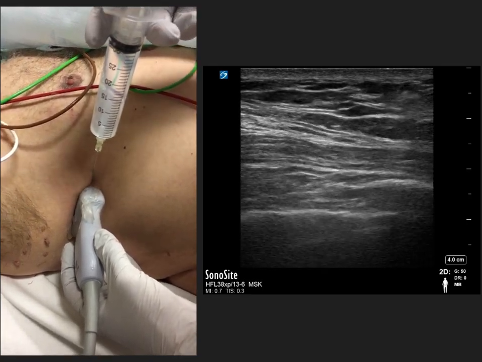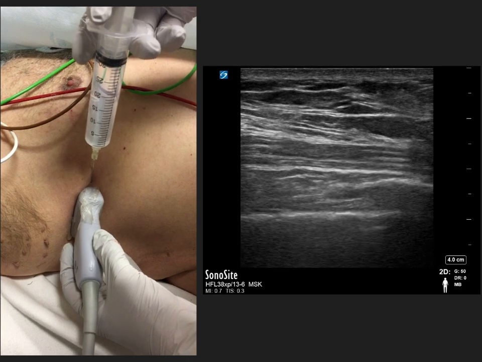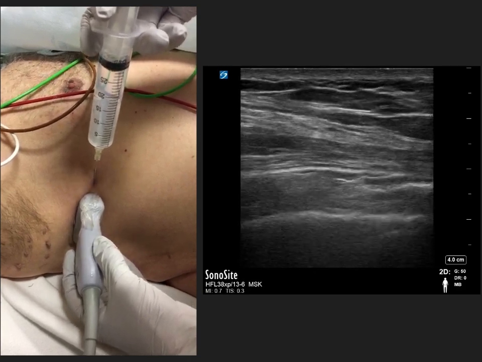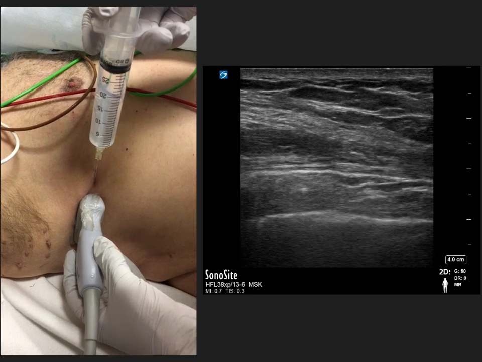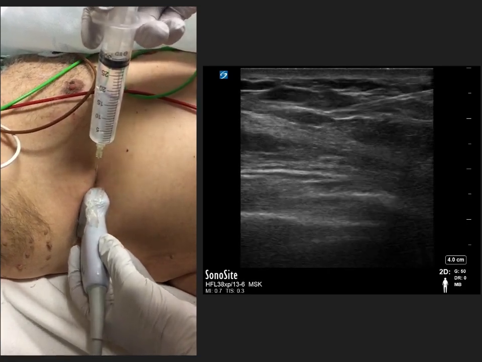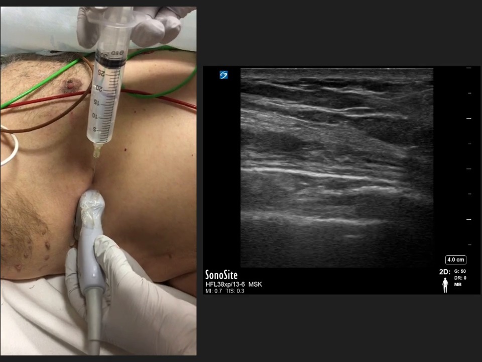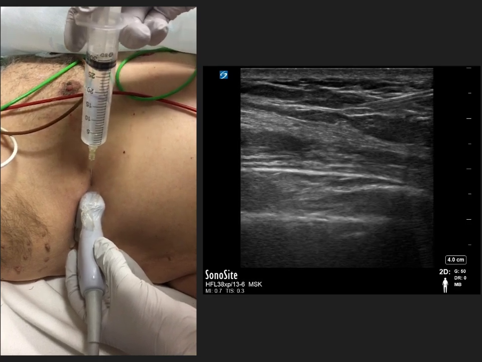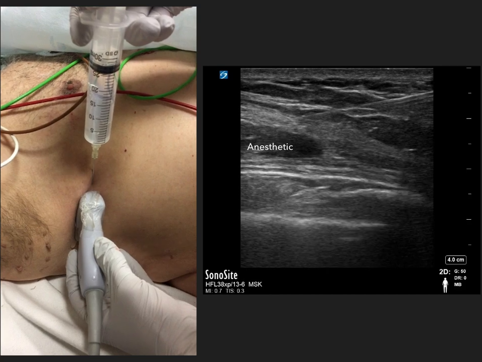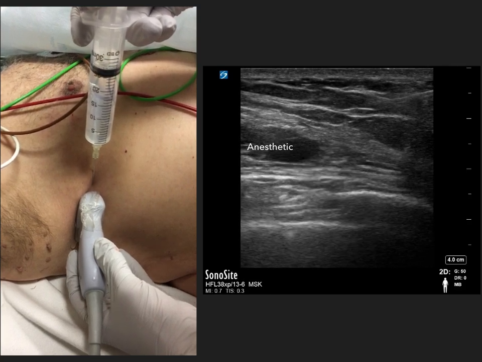Always use an in-plane approach, doing your best to keep the entire needle in the image. You'll notice I lose it at times here. You can always inject a little anesthetic to see where your needle tip is. The most important point being to stay well away from the pleura. Watch your needle pop through the fascia at the base of the lat, then slowly inject. The fascial plane should spread easily.